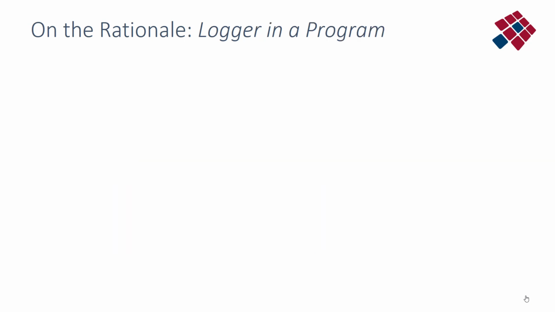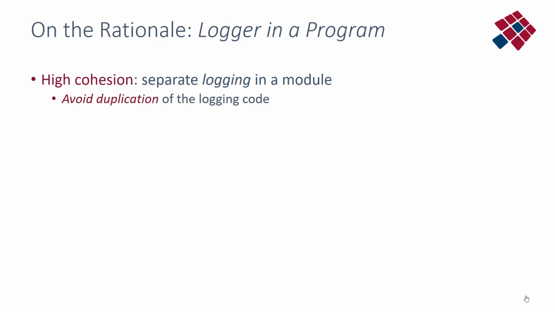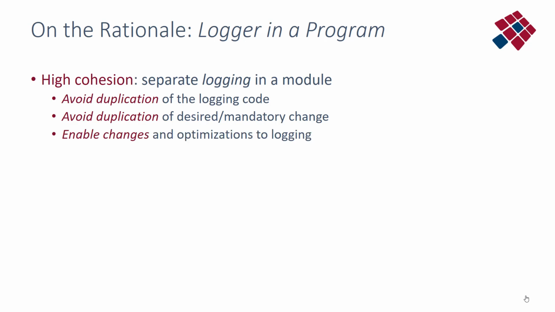Another example in the software sector: a logger in a program, a simple logger. Why do we want to separate it? Why do we want high cohesion? Well, we want to avoid duplication of the logging code by separating it into a separate module. We want to avoid the duplication of a desired or mandatory change. If we avoid duplication, we avoid duplicating a change. We want to enable changes and optimizations at a specific single place. We want to enable support for multiple variants.